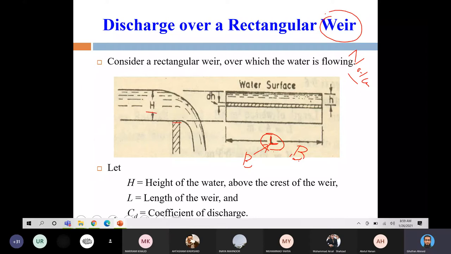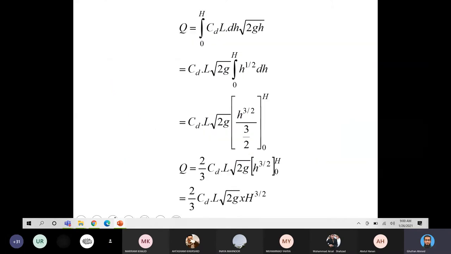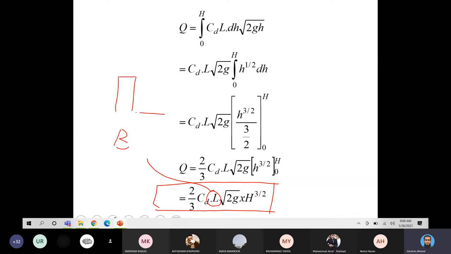H is the height of water above the crest of the weir. First of all, we need to consider a strip having a thickness of dh, and the height of the water above that strip is small h. So you can just read it by yourself, and finally you can see that the formula for the discharge of a weir is the same as that for a notch, except that it is B in case of a notch: 2/3 Cd L under root 2g H^(3/2). So here H is basically the height of water above the weir.